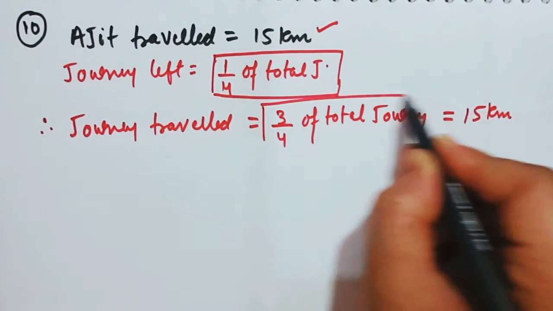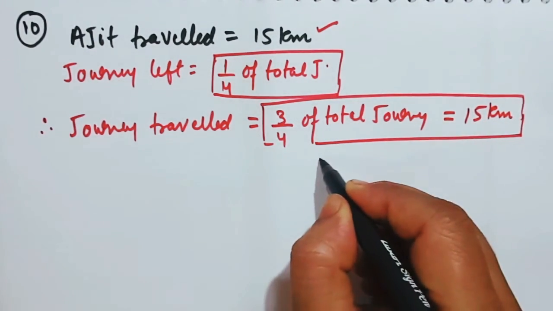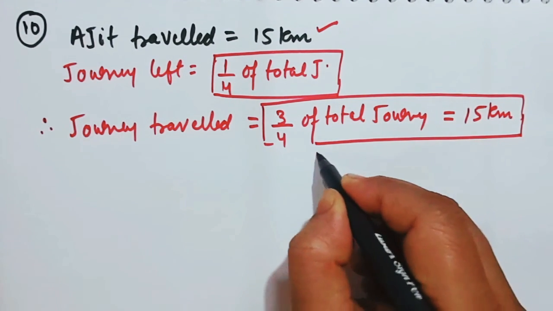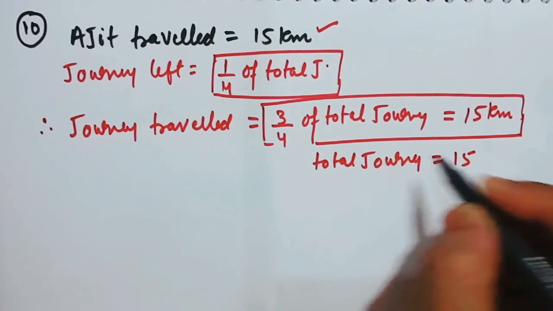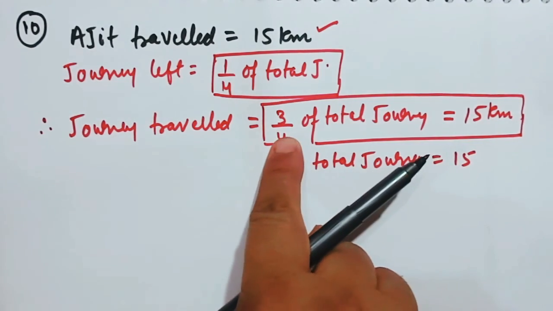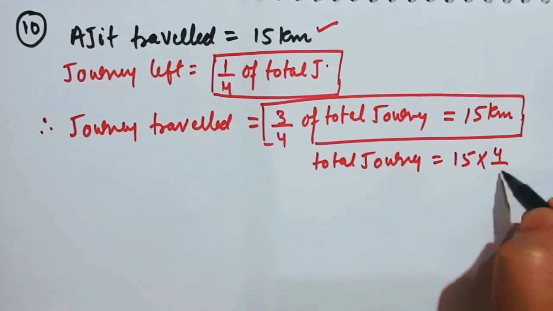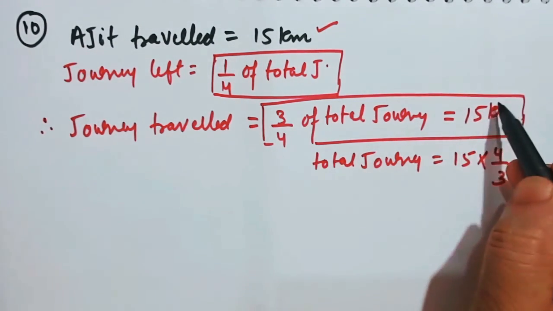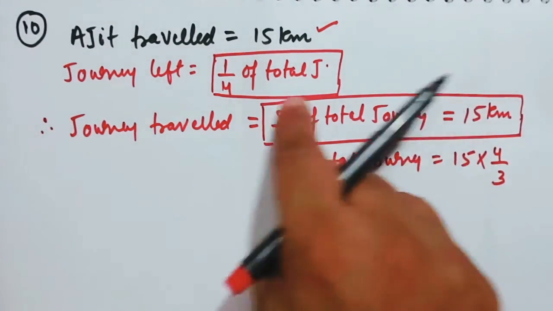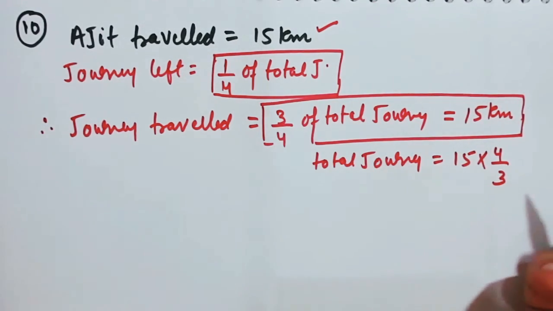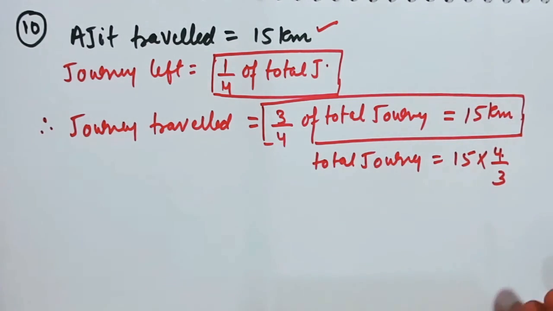So the most important task over here is to frame an equation. Once an equation is formed, your 80% job is done. So 3/4 of the total journey is equal to 15. Let us transpose this 3/4. When 3/4 goes to the other side, it will get multiplied by its reciprocal, 4/3. As I had told you, the denominator will become the numerator and the numerator becomes the denominator. It is the same thing.